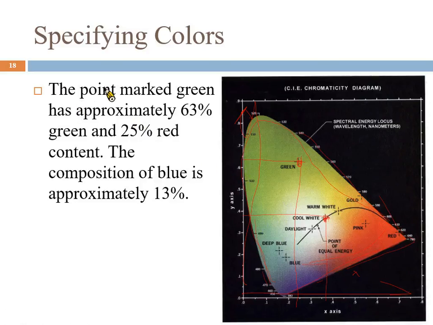Okay, so here we can see that the point marked green has approximately 63% of green, 25% of red, and the composition of blue is approximately 13%. This is according to many experiments on how we perceive color. They did a lot of statistics to show that the perceived green is actually a combination of these three tri-stimulus values.